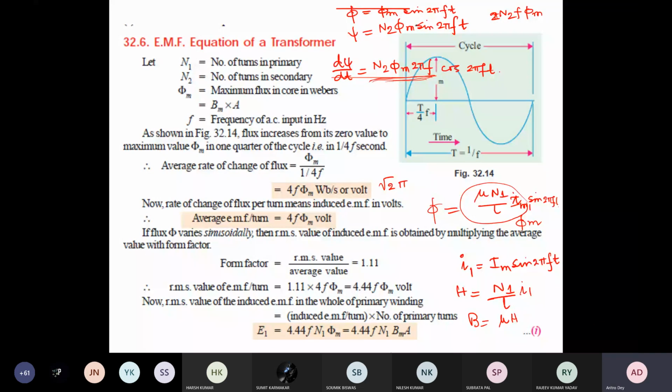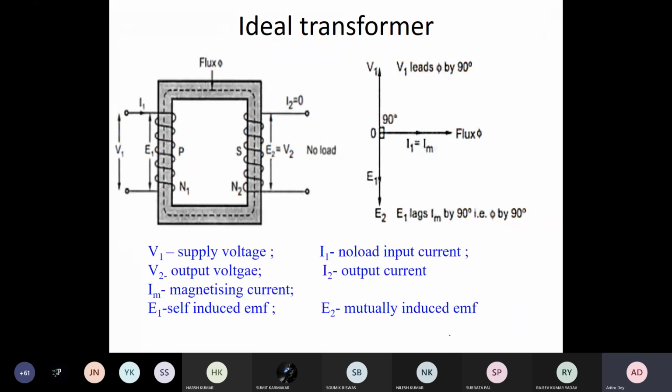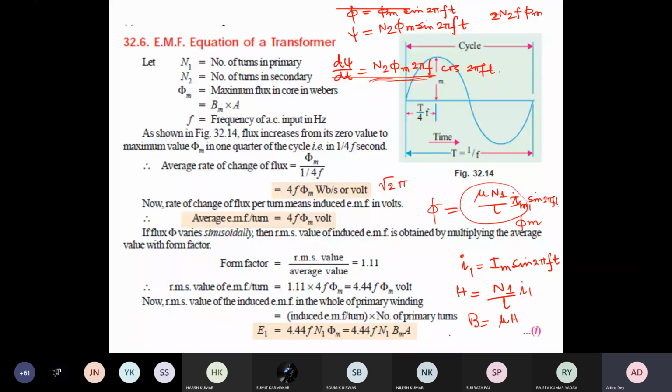So now Bm, if you want to express, I don't know whether it is given or not. If you want to express that in terms of Bm in terms of I, then there you will find your mu. Okay. So this is how you can get your EMF equation for the transformer.